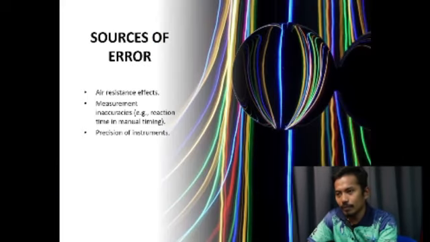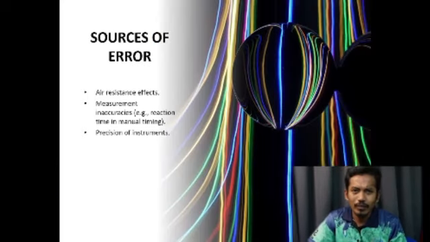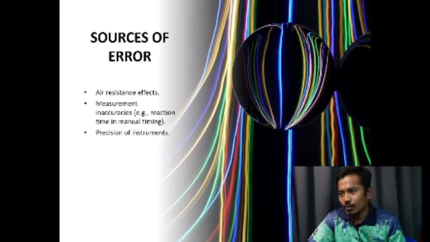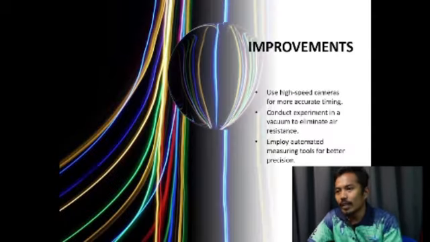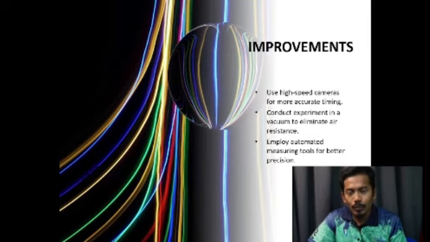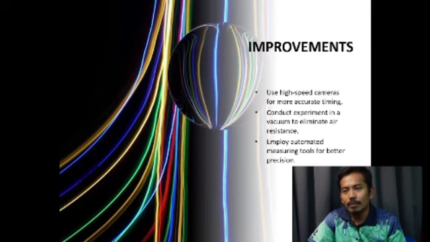Next, the sources of error in this free fall test. Number 1 is air resistance effect. Number 2 is measurement inaccuracy, which is why our team repeated it 3 times. And number 3 is the precision of instruments. The improvements we discussed to make our experiment better are to use a high-speed camera for more accurate timing, conduct the experiment in a vacuum to eliminate air resistance, and employ automated measuring tools for better precision.